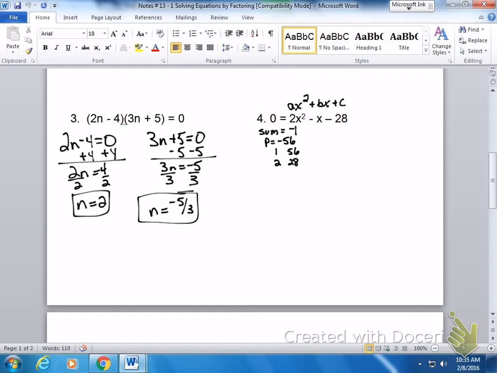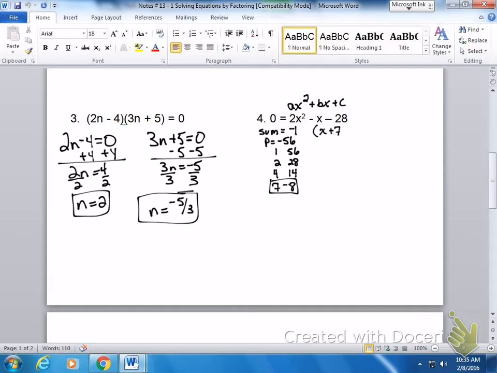3 doesn't go into it. 4 does 14 times, but that's still too far apart. 5, 6 doesn't work, but 7 goes into it 8 times, so that's a possibility. One of them has to be negative. If I make it negative 8, then 7 plus negative 8 is negative 1. So there's my answers. I come back and I put it in my parentheses.